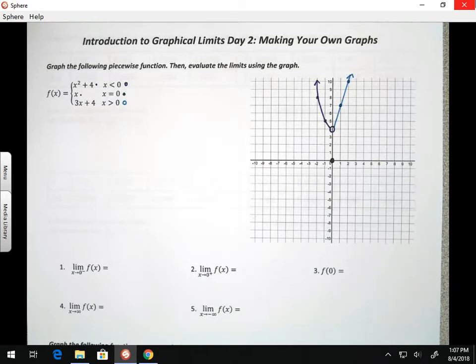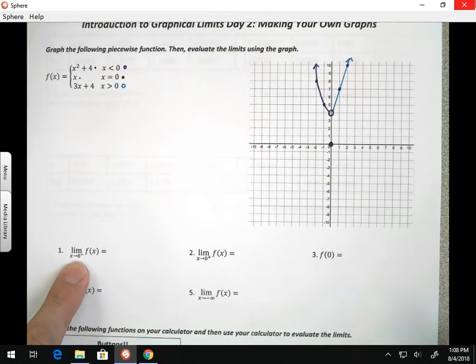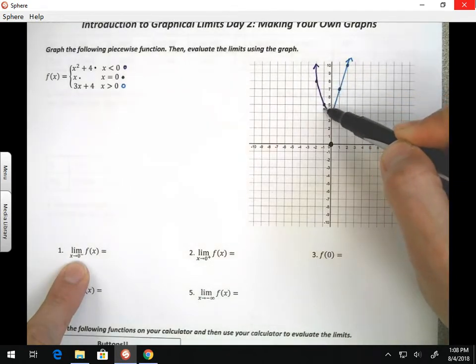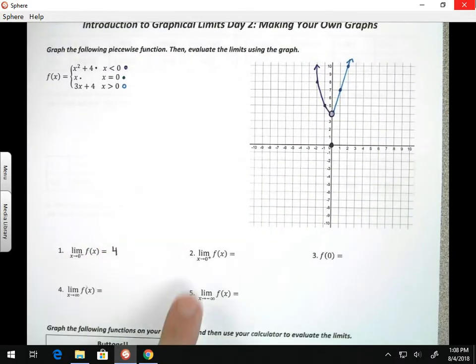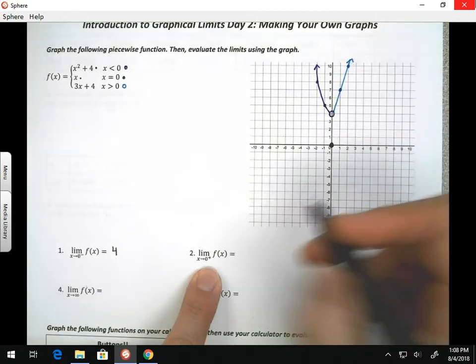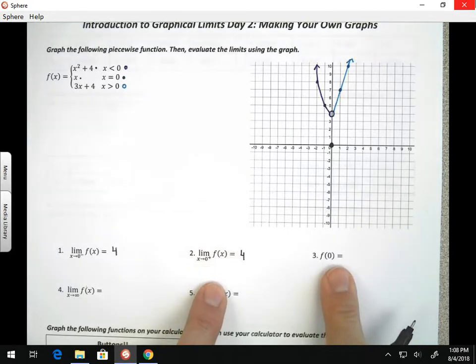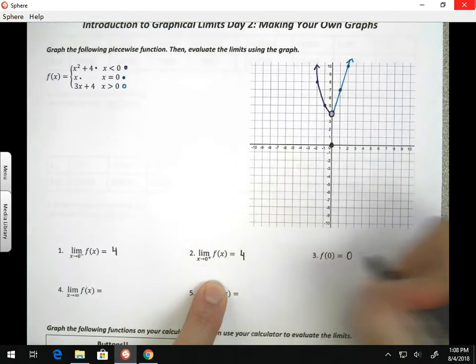Now we have a graph, so we're going to evaluate the limits using that graph just like we did on day 1. So if I look at question 1, as I approach 0 from the left-hand side here, I'm approaching the y value of 4. As I approach 0 from the right, I'm also approaching 4. Now, for f of 0, we actually know that that's equal to 0. And we know that's okay.